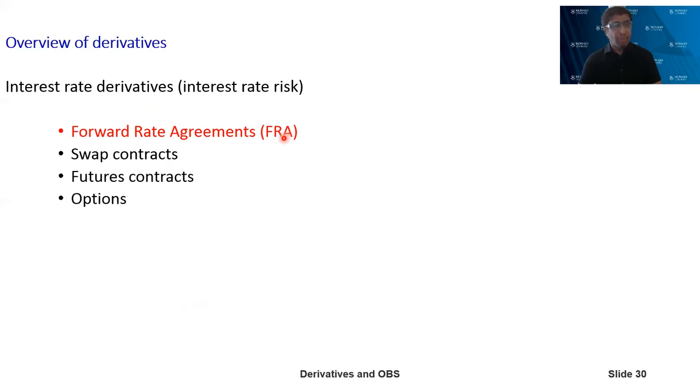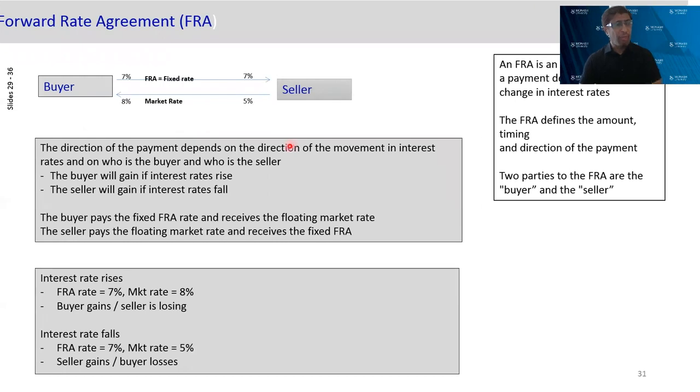Now, interest rate derivatives, or interest rate risk, we can handle through forward rate agreements, and I'm highlighting this in red font because this is the one that we'll do some calculation about, but I will also explain the swap contract, the futures contracts, and the options. And remember, we are talking about just interest rate, and you are trying to hedge or speculate on these interest rates. Now, this is the FRA and how it works.